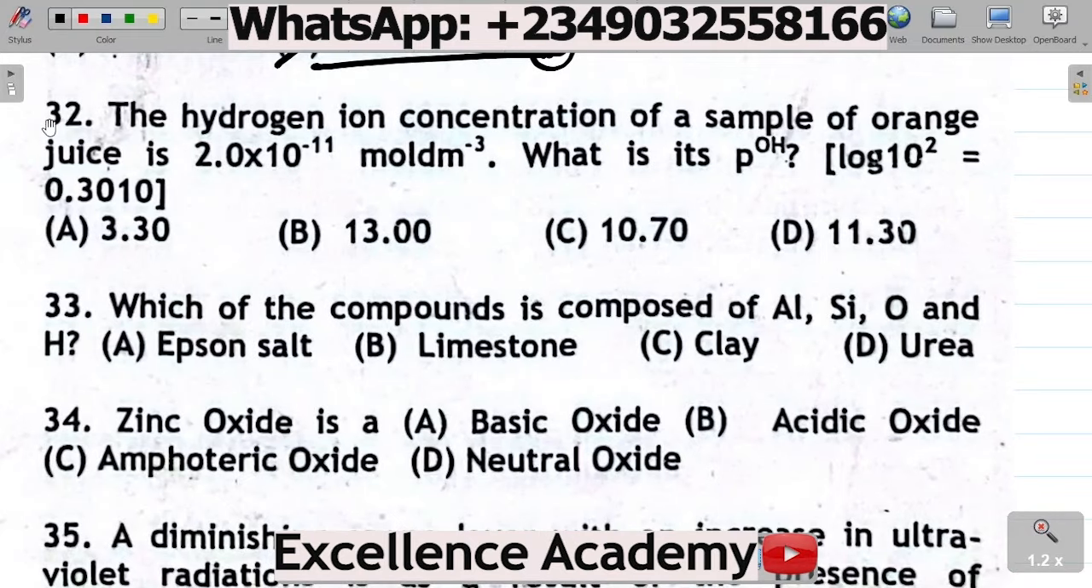Question 32 says the hydrogen ion concentration of a sample of orange juice is 2.0 times 10 to the power minus 11 mole per dm cube. What is the pOH? You're given log of 2 as equal to 0.3010. A is 3.3, B is 13.00, C is 10.70, D is 11.30. So which of these is the correct answer?